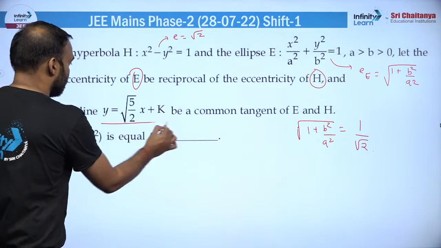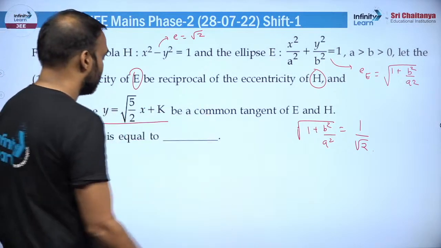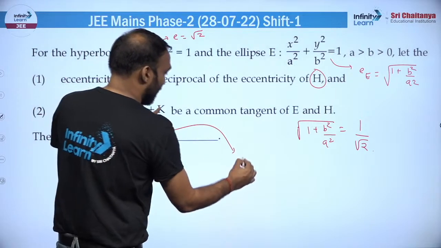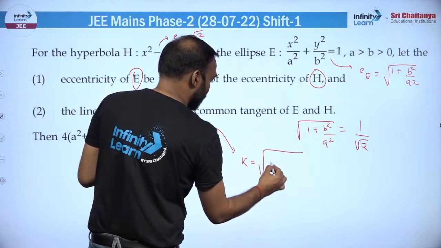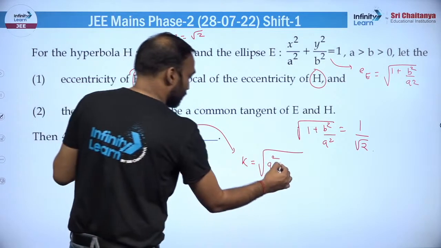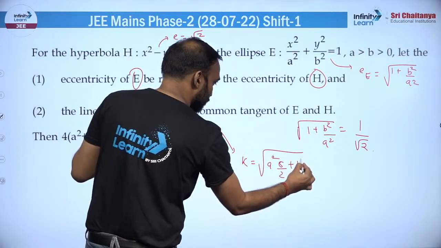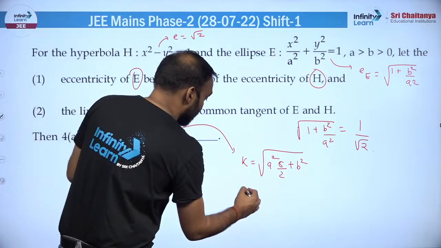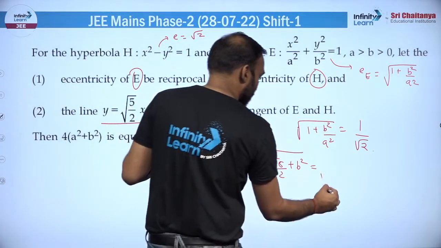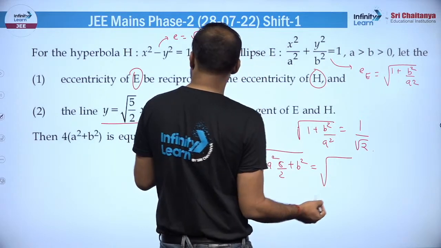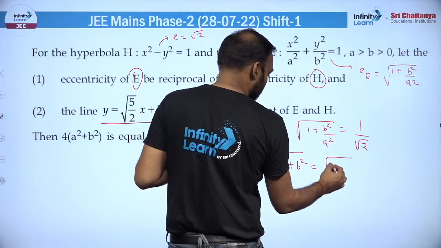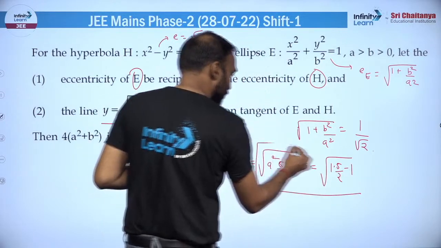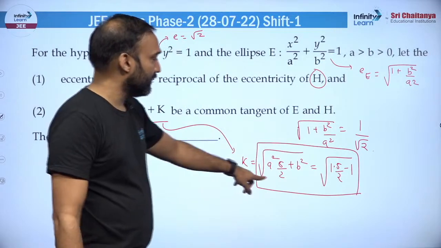I need another relation. This is a common tangent to the ellipse and hyperbola. So if this is a tangent to the ellipse, then I know k will be equal to under root of a square m square plus b square. And if this is a tangent to the hyperbola as well, then k will also be equal to under root of a square m square minus b square. So if I observe from here, I get another relation in a and b.